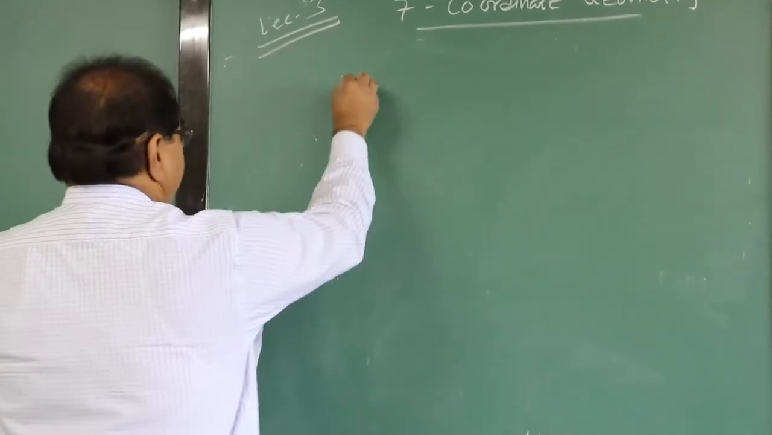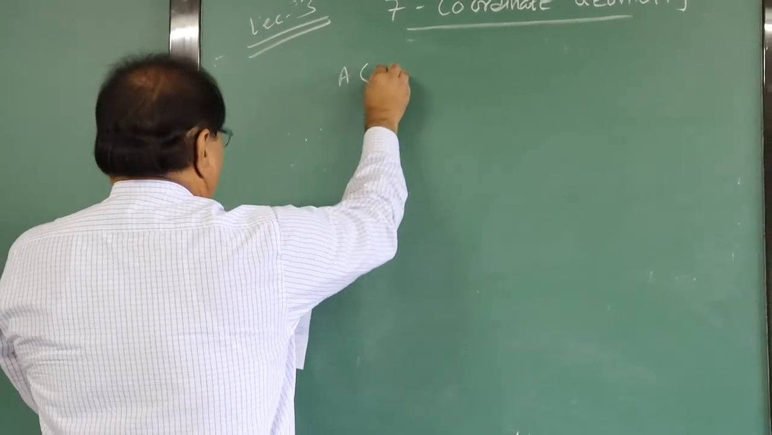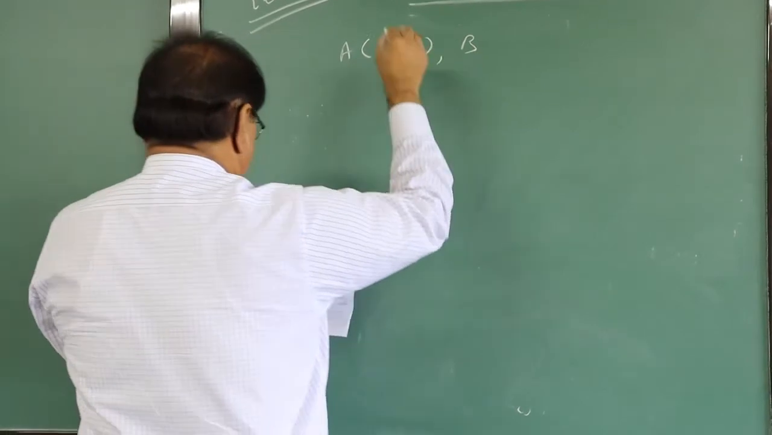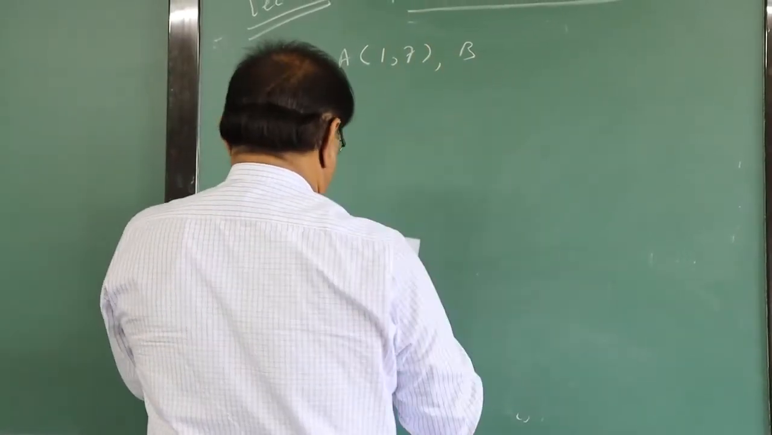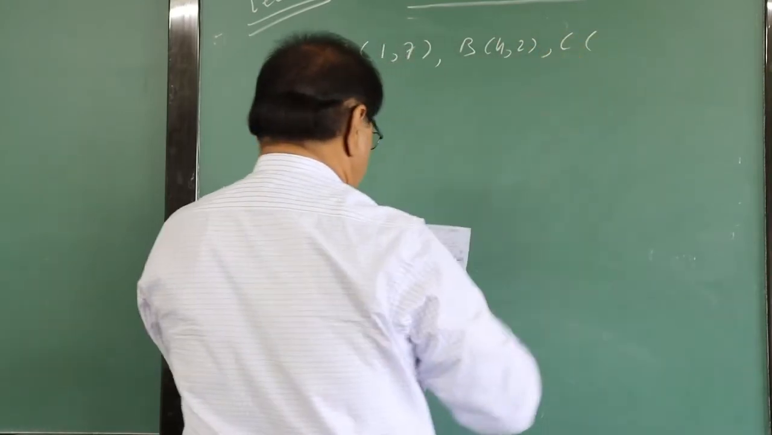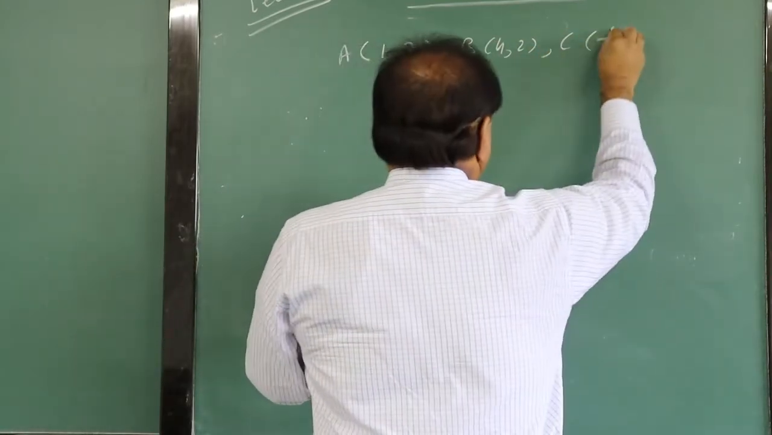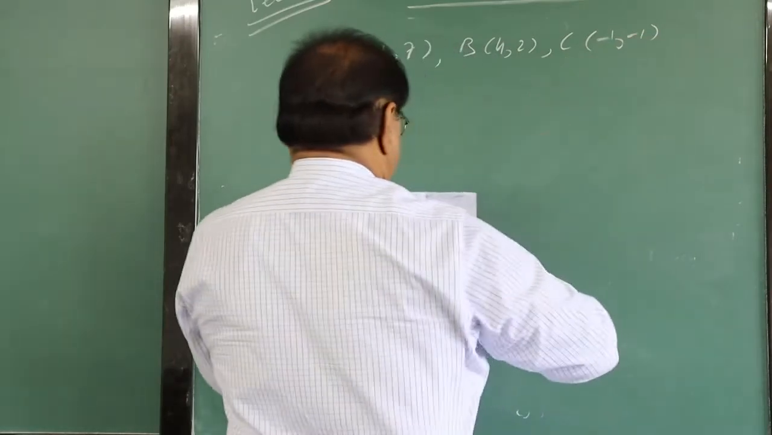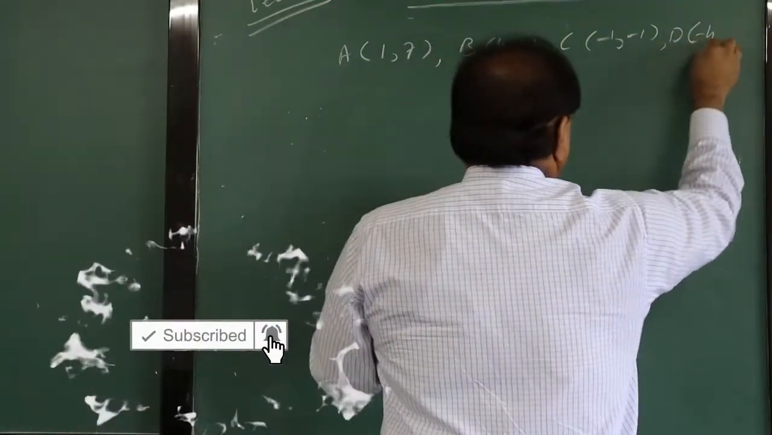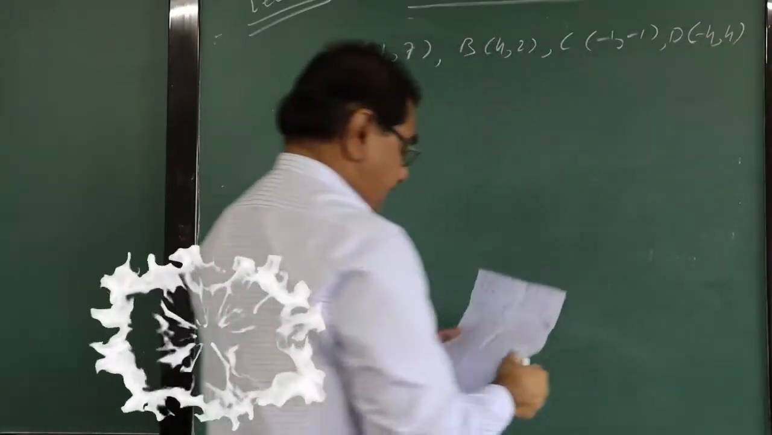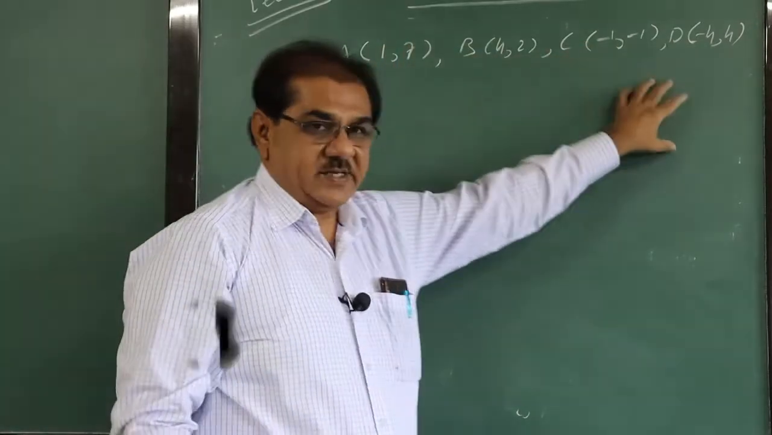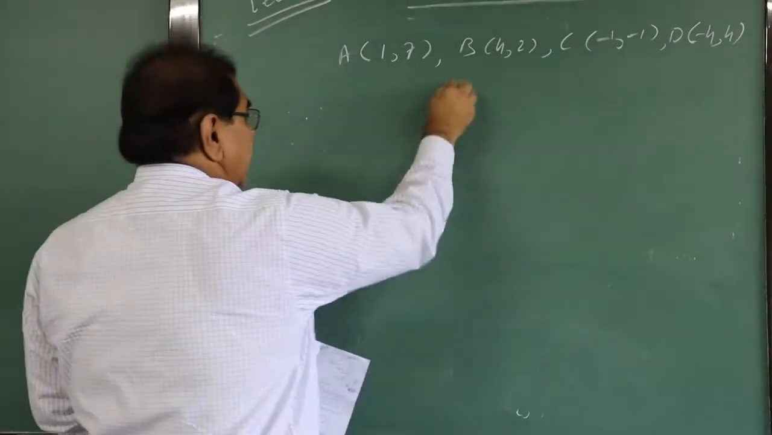You are given some points A (1, 7), B (4, 2), C (-1, -1), and D (-4, 4). Now do these 4 points form a square?